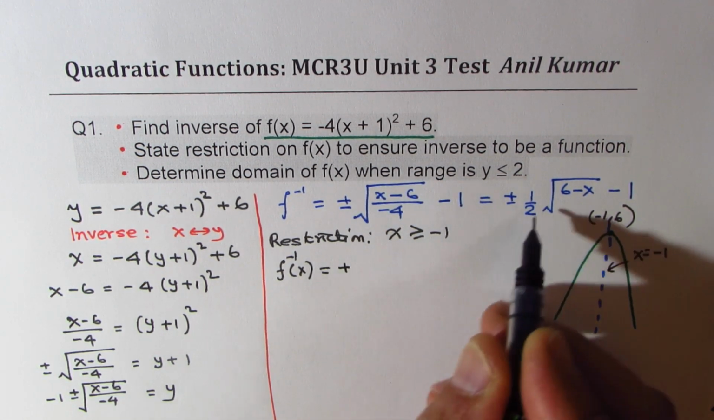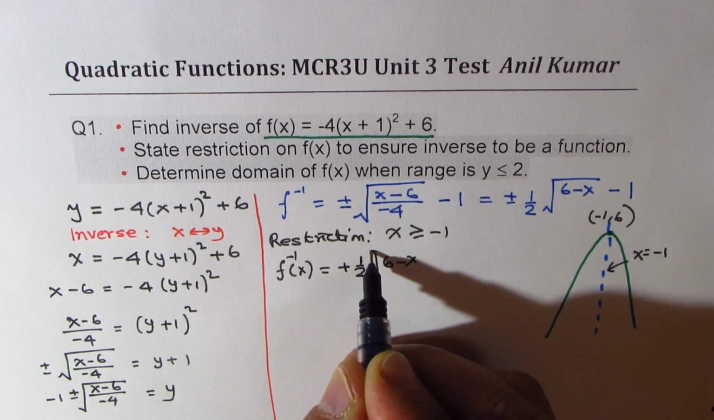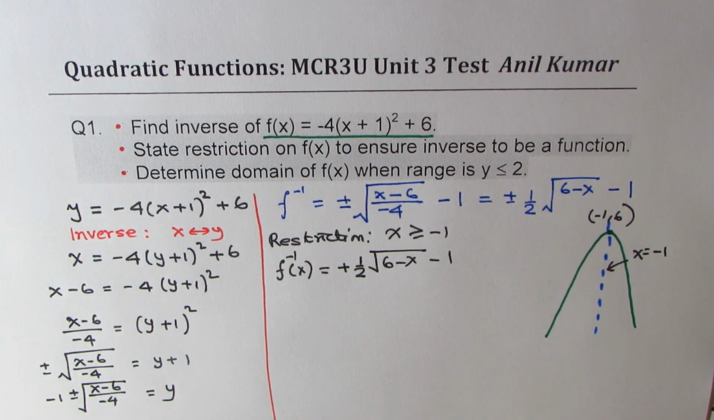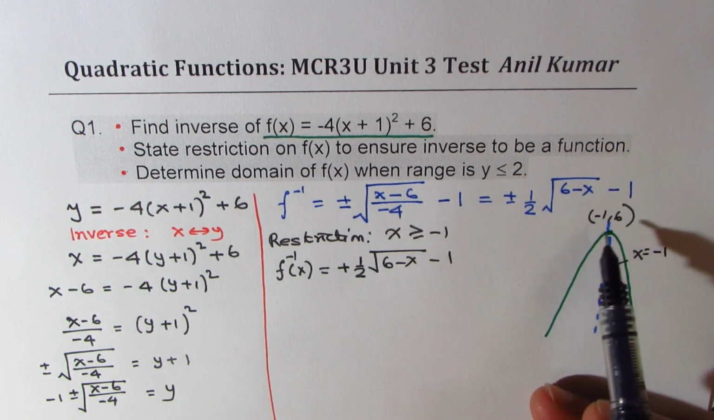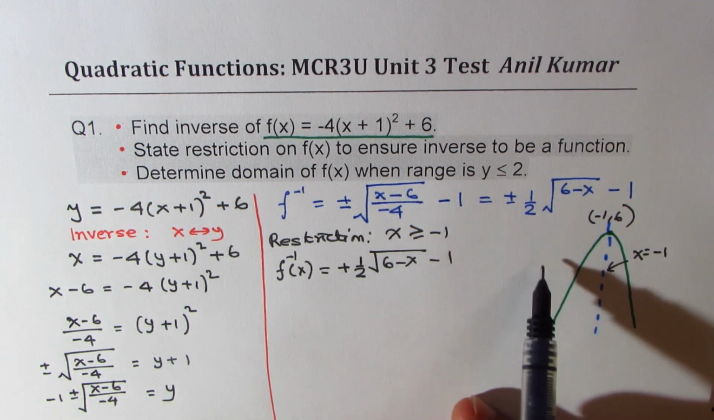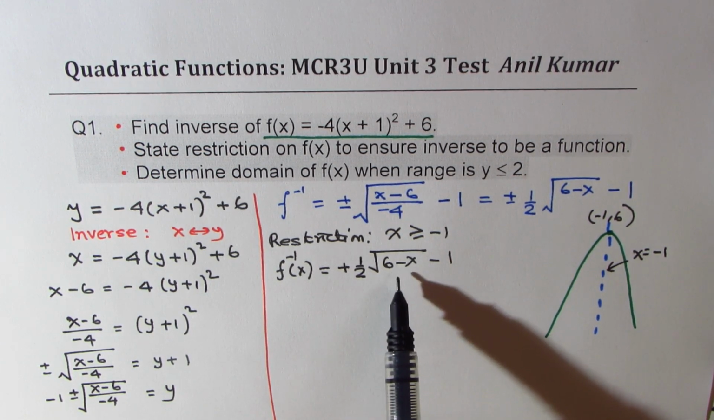So we'll get positive. Let me take the second equation. Half of square root of 6 minus x, minus 1. Correct? And since this parabola opens downward, the inverse will open towards which side? Open left side. Is it okay? So that is how it is going to be.